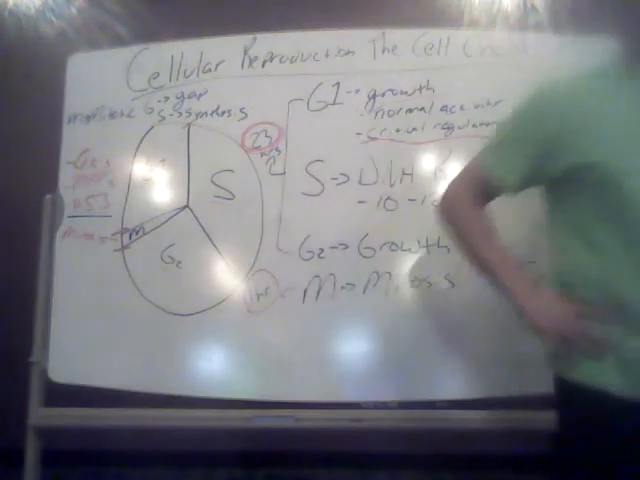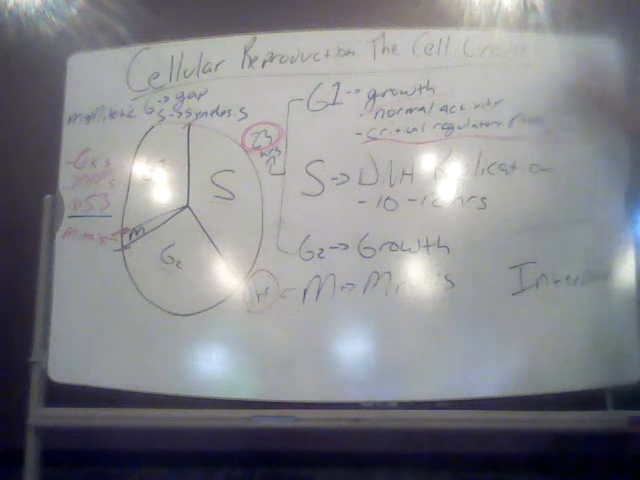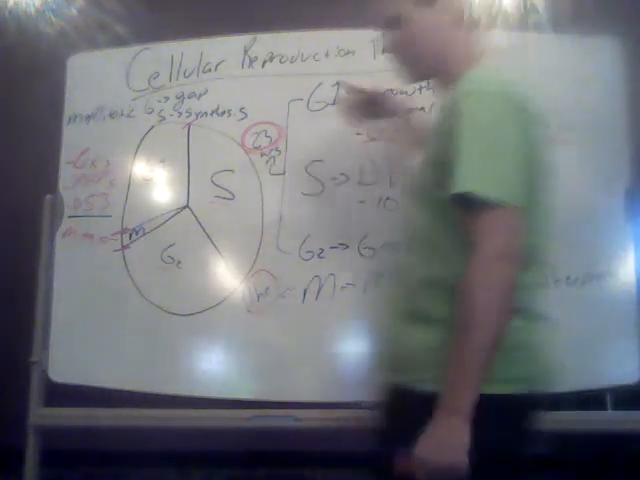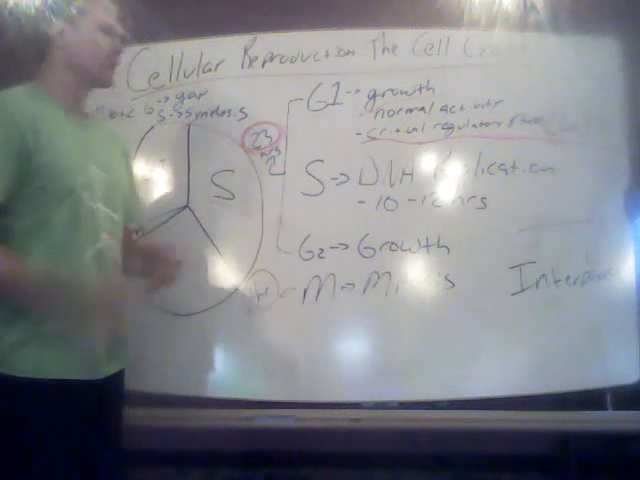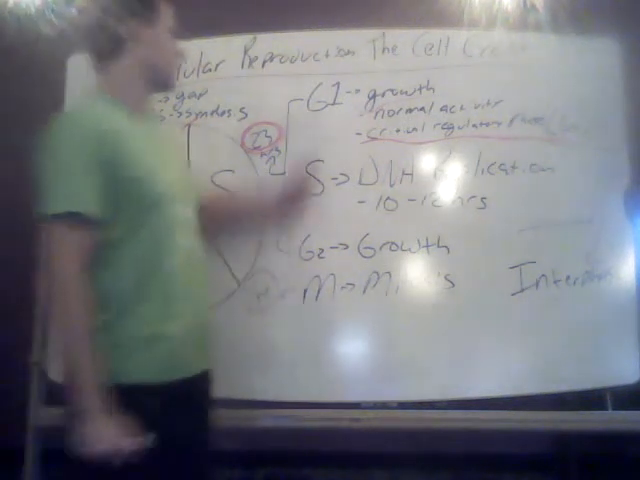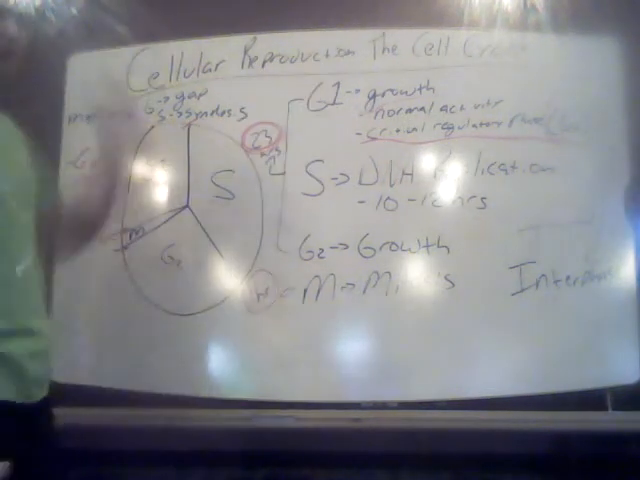Most cells in the body are in a perpetual state of G0. Basically they're just there, normally functioning. But when the time is right, when we need a cell to divide, that's when we get into these G1 states.